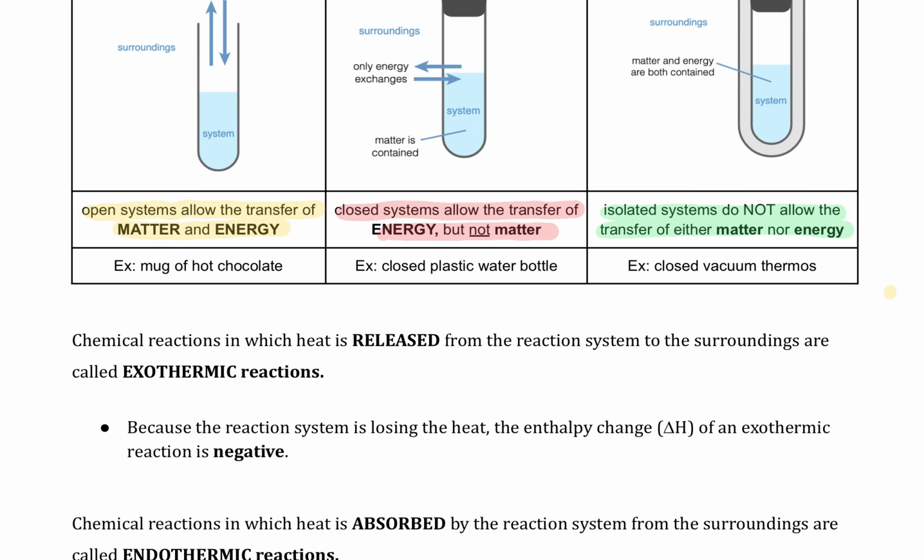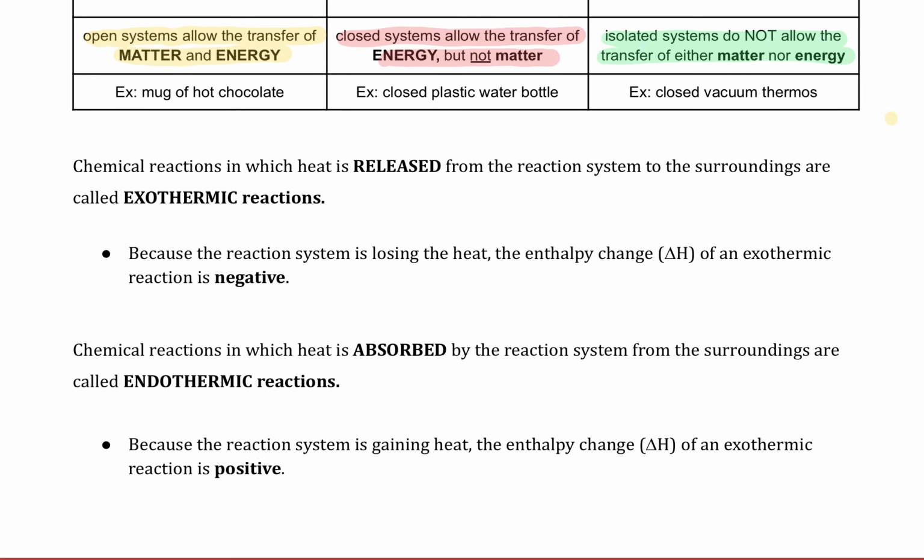Chemical reactions in which heat is released from the reaction system to the surroundings are called exothermic reactions. The chemicals in a hand warmer, that reaction system, release heat in the process of the chemical reaction that's undergoing. And you, the surroundings, feel that heat as the reaction progresses. Since the reaction system is losing heat, the enthalpy change is negative.